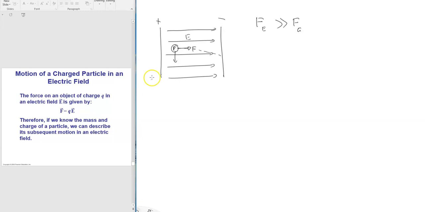So what happens here is, let me erase all these things. There is a force on this proton. It's going to get accelerated towards the negative side. Or if you have an electric field like this and you place an electron here, a negative charge, it will accelerate in the opposite direction.